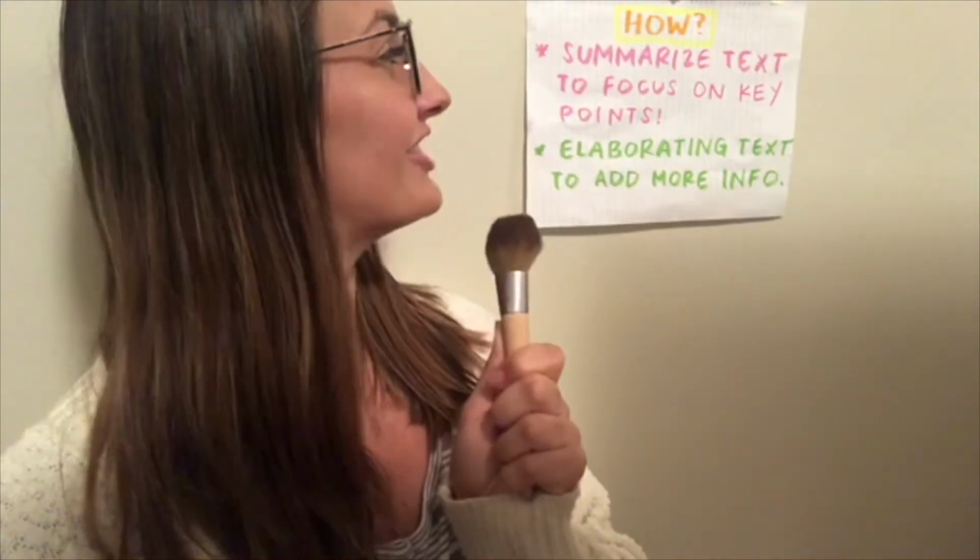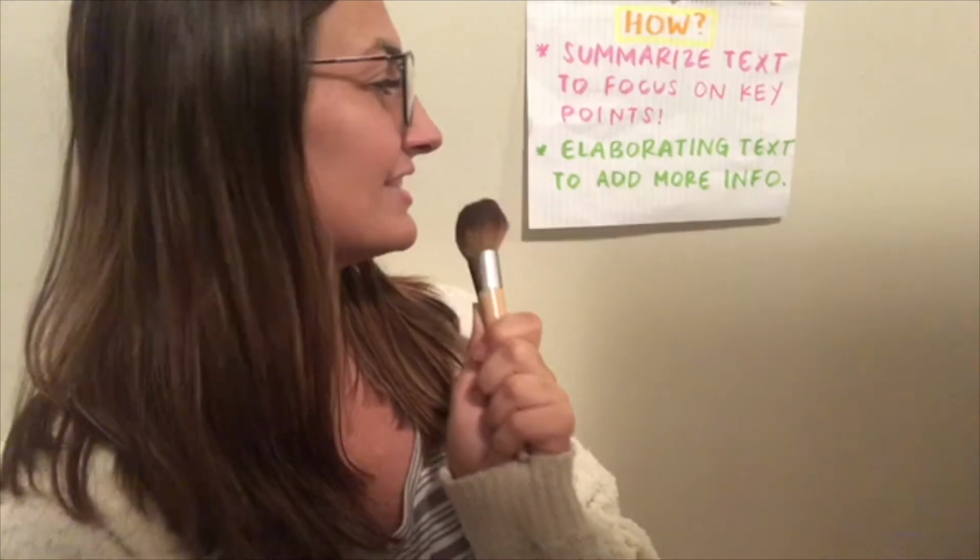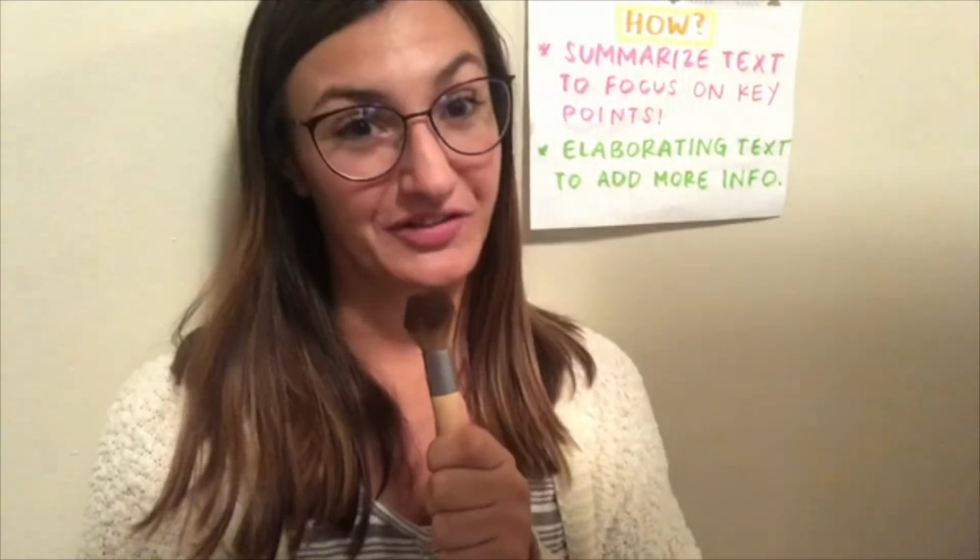First, you ask how we do this in the classroom. It is first important to note that you need to summarize text in order to focus on key points. Next, it's important to elaborate text in order to add more information for our students.